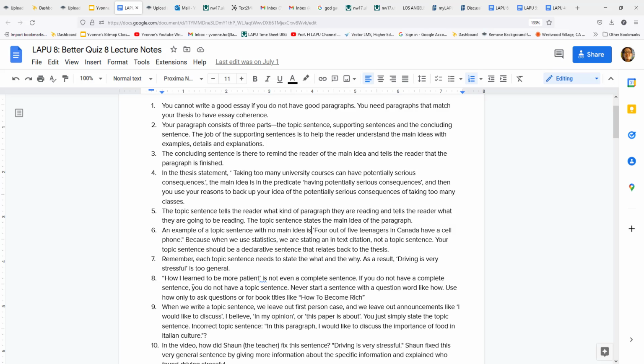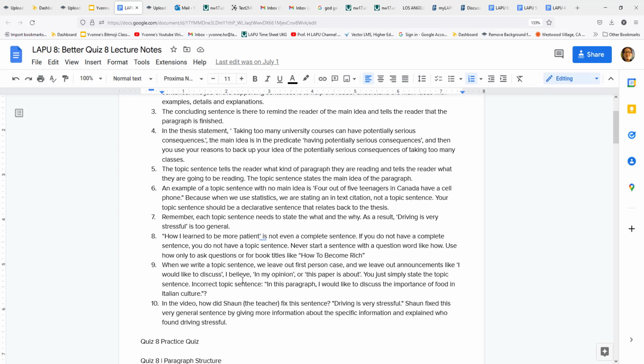So here you have how I learned to be more patient. We don't begin our sentence with a subordinating conjunction. Whenever we start a sentence with a subordinating conjunction, then it turns it into a sentence fragment. Remember how we said that when you start a sentence with a subordinating conjunction, you need to look up the subordinating conjunction list. You're supposed to Google. I don't remember which quiz I was teaching you about sentence fragments. So this is actually a sentence fragment. And so you don't want to use a sentence fragment for your topic sentence. Your topic sentence should always be subject, verb, object.